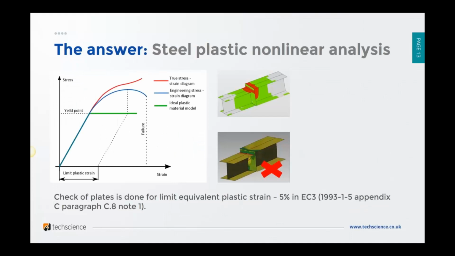Of course, if we want to calculate connections properly, we need to use plastic nonlinear analysis. And in our solution, we use an ideal plastic material model with an elastic part and a plastic part. And as we cannot check stress because of the yield stress limit, the check of plates is done for a limit of equivalent plastic strain, which is recommended to be 5% according to Eurocode 3.